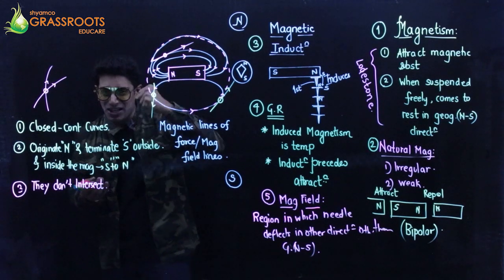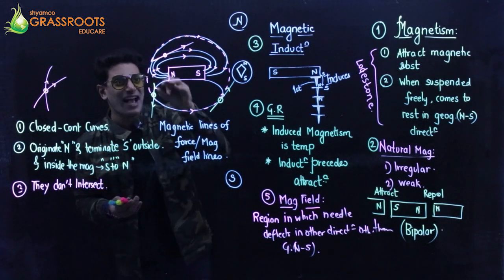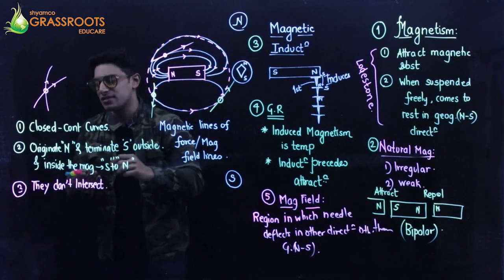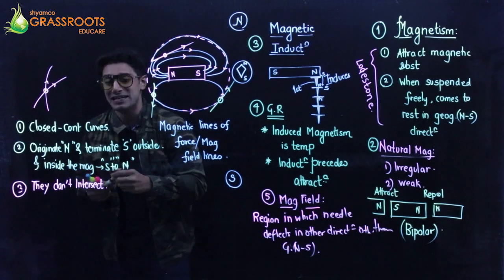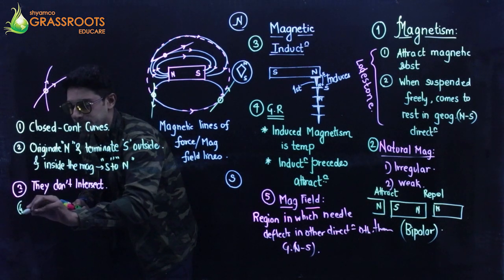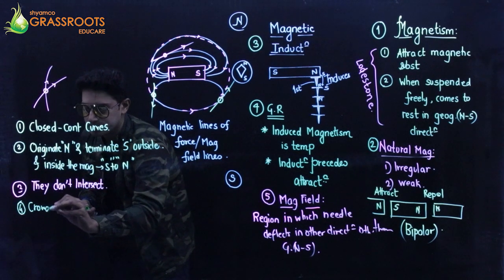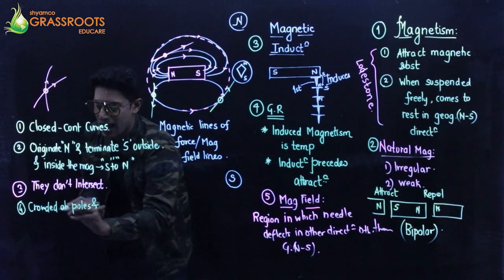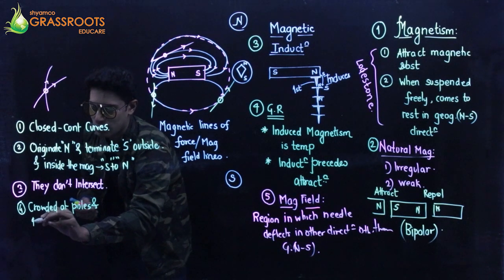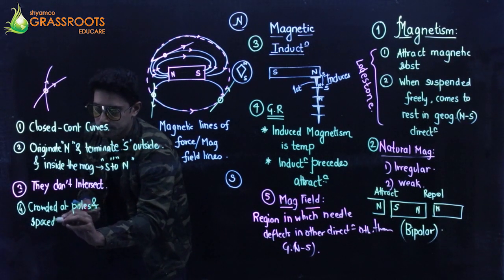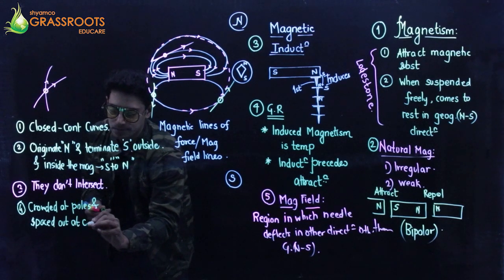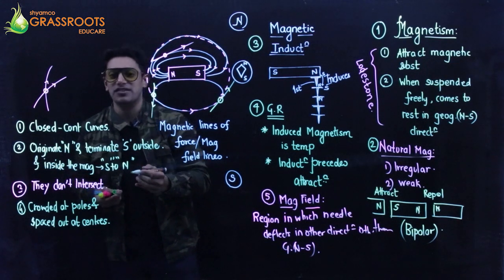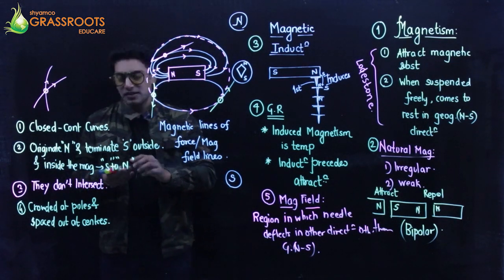The magnetic field is the strongest where the lines are very much crowded at the poles, and at the center they are less crowded because the strength a bit decreases. So the fourth pointer, they are crowded at the poles and they are spaced out at the centers, right? Because the maximum strength is at the poles. The fourth one.